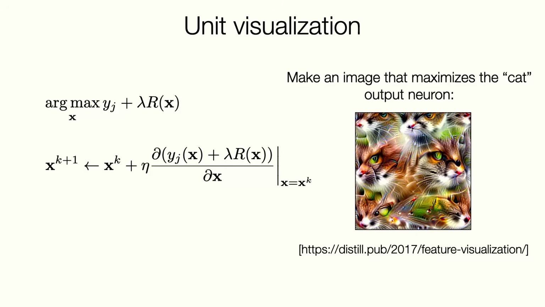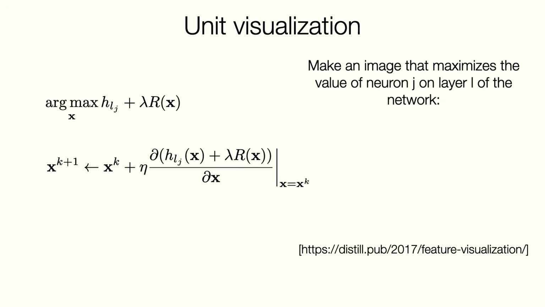it might look something like this. This is an interesting blog post from 2017 on feature visualization. This is telling you what a given trained model thinks is most cat-like. And this is something that you can learn. Or you can also do things like make an image that maximizes the value of a neuron, J, on a layer, L. So you use this as a mechanism to probe what the model is paying attention to.